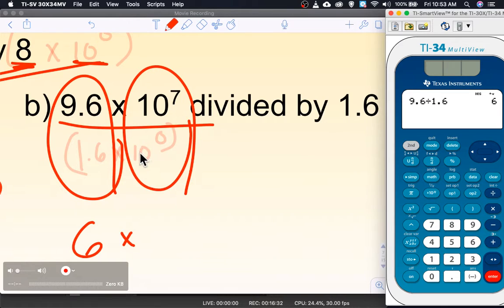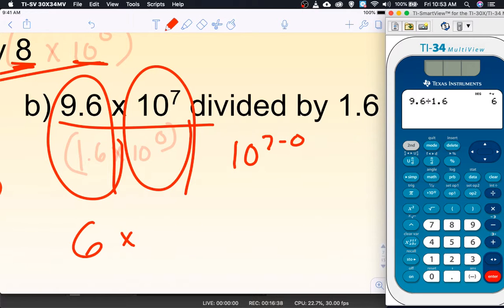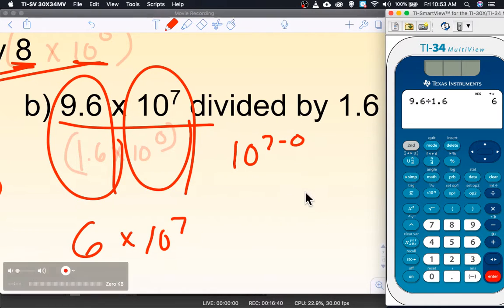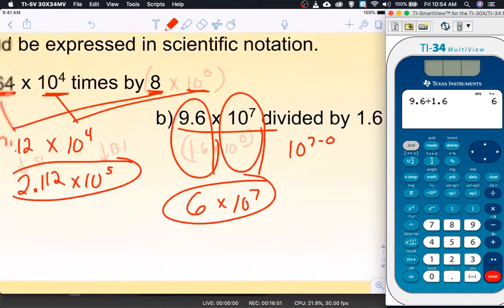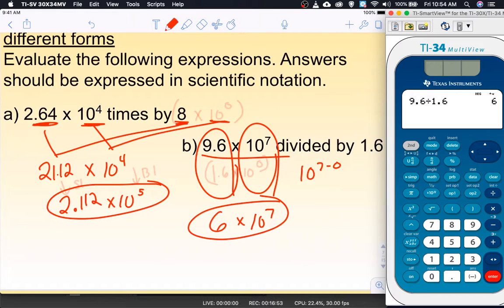10 to the 7th over 10 to the 0, that's 10 to the top minus bottom, is still 10 to the 7th. 7 minus 0 is still 7. My answer is already scientific notation. We're done. So even with mixed numbers, that they're not all scientific notation, all you got to do is just make them scientific notation and then go to town. They're easy.